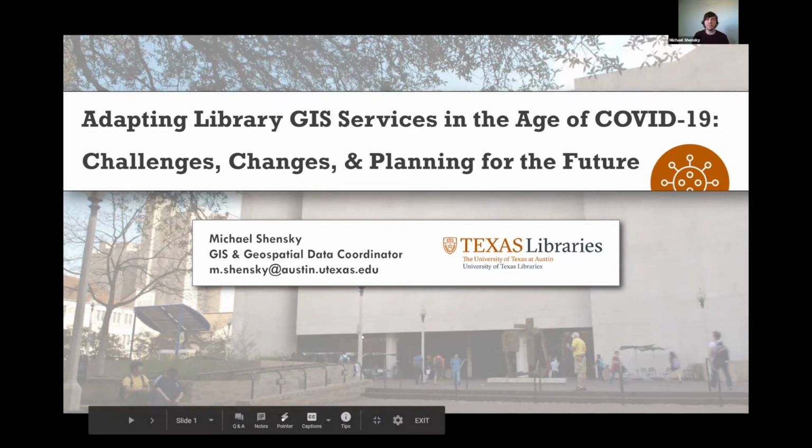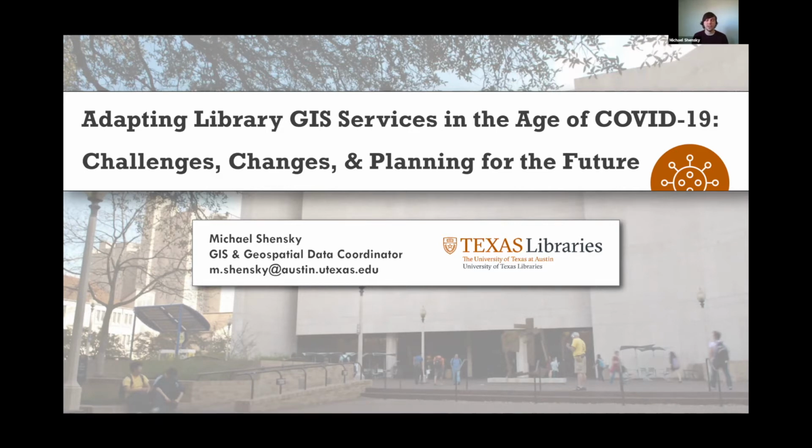All right, thank you for that excellent introduction. I am Michael Shensky, the GIS and Geospatial Data Coordinator for the UT Libraries at the University of Texas at Austin. And I will indeed be talking to you all today about how we have adapted our library's GIS services in the past 9 months or so, since we had to modify our operations starting in March of this year in response to the pandemic.